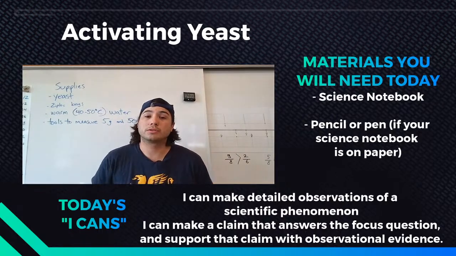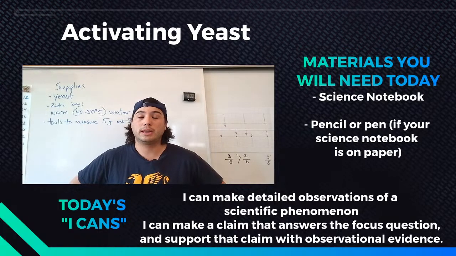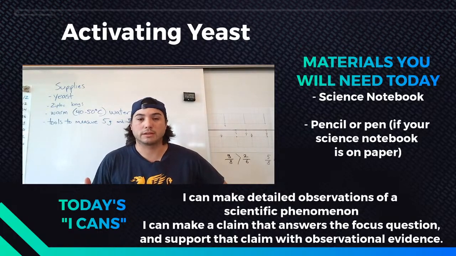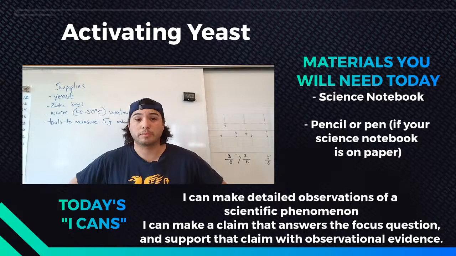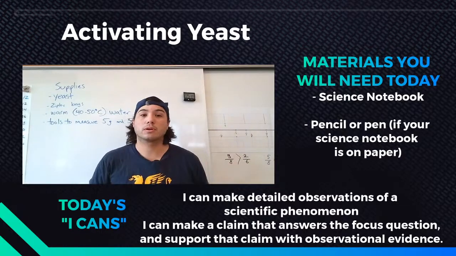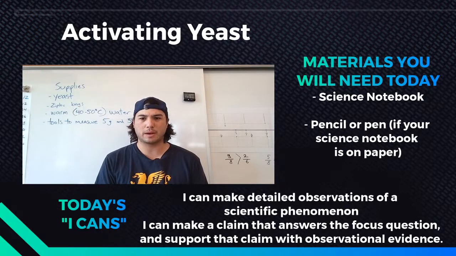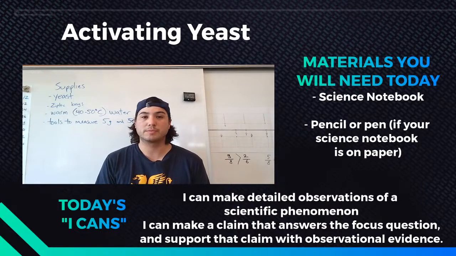Over here, those are our materials today. You're gonna need a science notebook to take notes, and you're gonna need a pencil or pen, obviously, if your science notebook is on paper. Some of you I know have science notebooks on Google Docs, which is great, and you can type straight in there. And then here are our I cans today. I can make detailed observations of a scientific phenomenon, and I can make a claim that answers the focus question and support that claim with observational evidence.